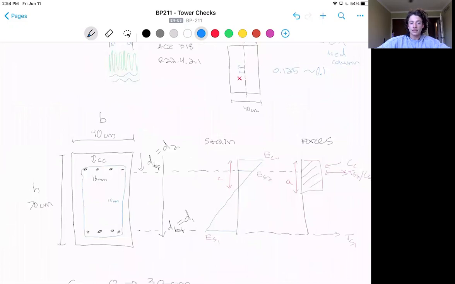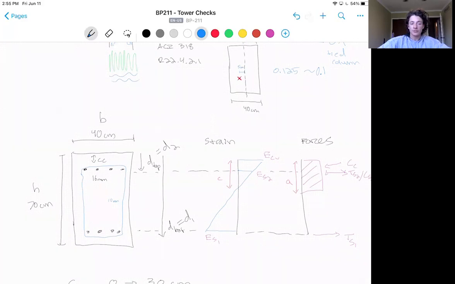In our case, the section will look like this, with reinforcing bar at the top and bottom. We have section dimensions H and B, with depth to the top and bottom rebar as well as clear cover. All of these dimensions can be found on the tower details. We'll take the reinforcing bar to be 16 millimeter bar and the tie bar to be 10 millimeter.